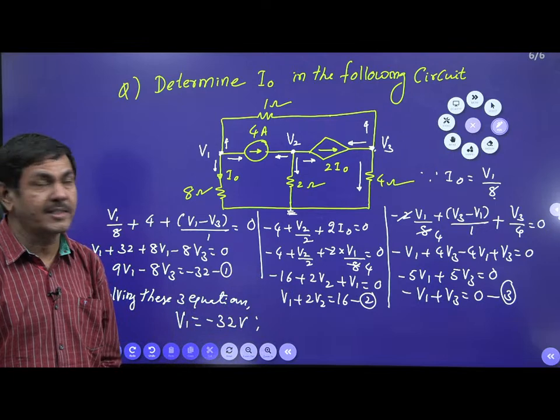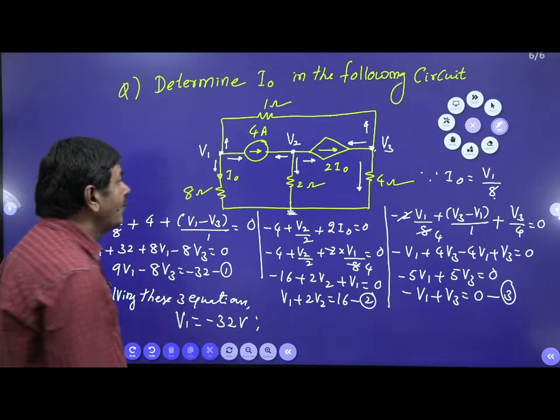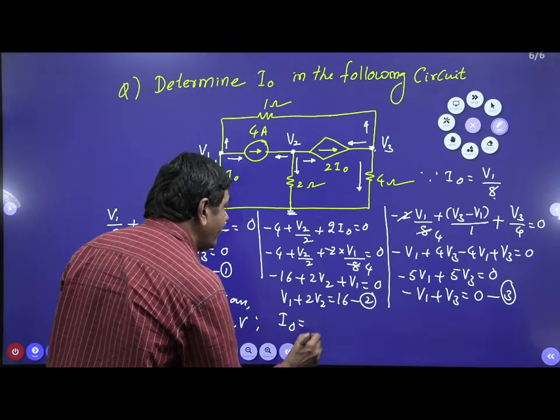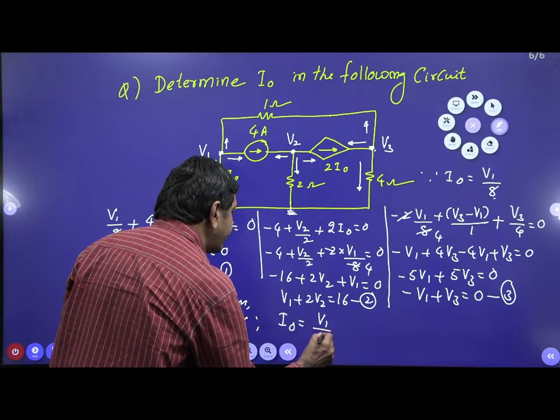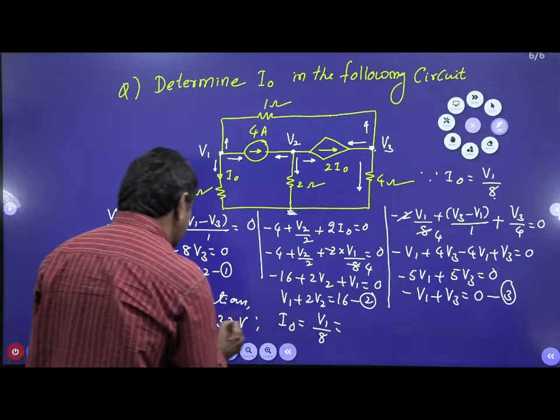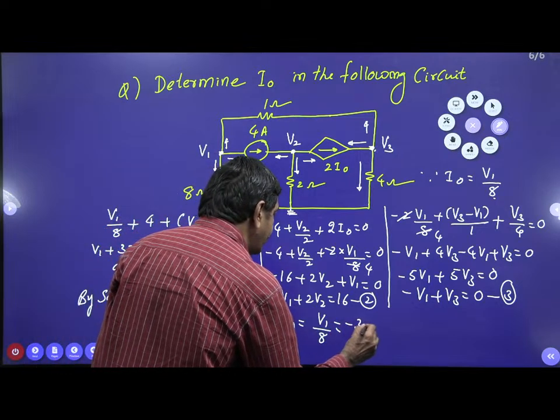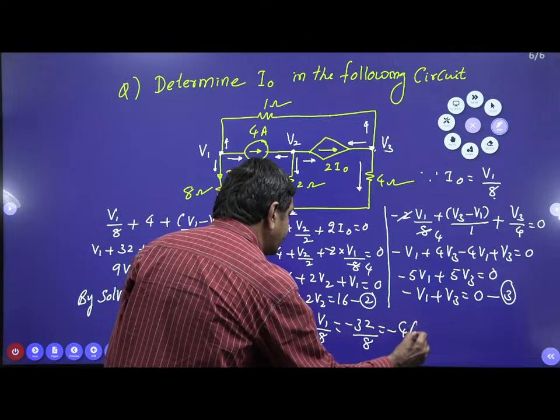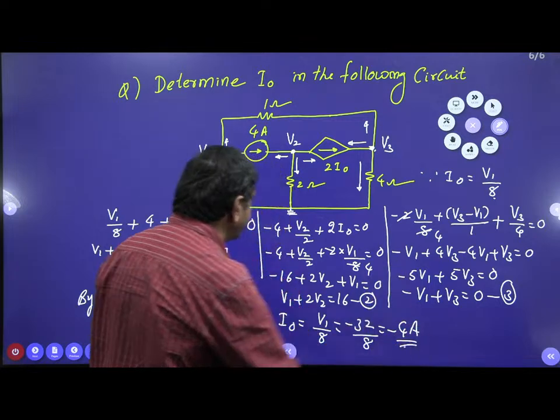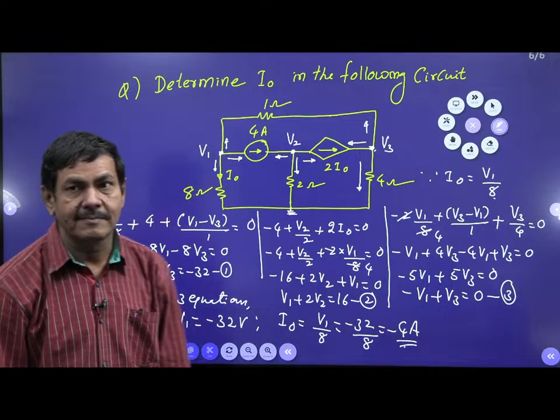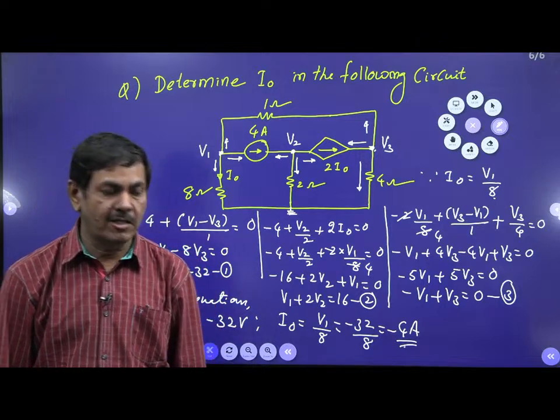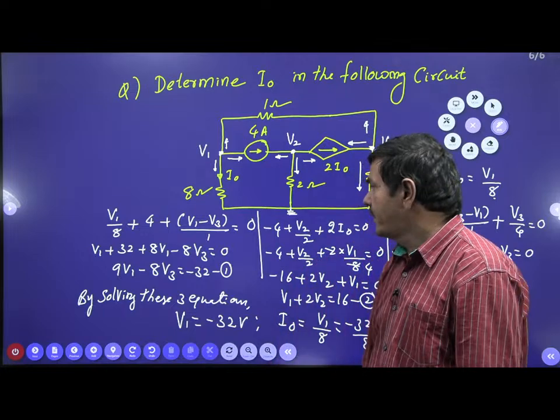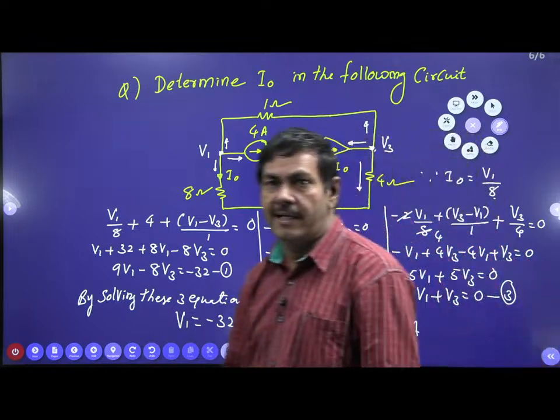Sometimes 2 marks questions you can expect of such type. And what about I naught here? I naught is calculated directly as V1 by 8, which is minus 32 by 8. This becomes minus 4 amperes. That much current is passing; that is the I naught value. This is the methodology to apply nodal analysis to get the solution. We can do a number of problems and you will get the idea.